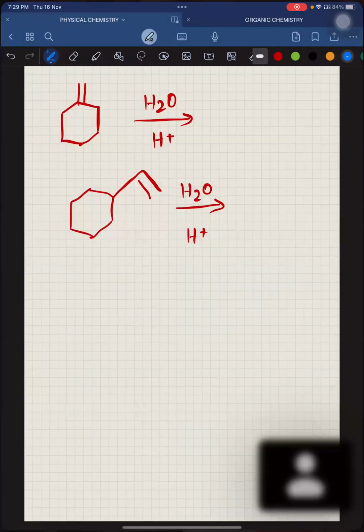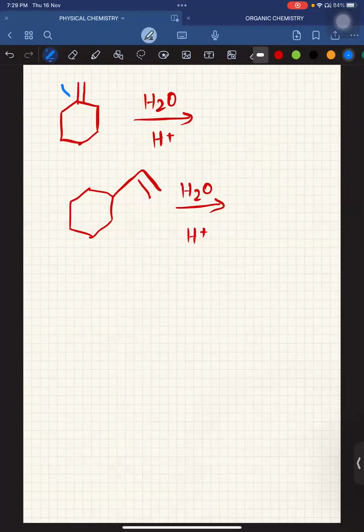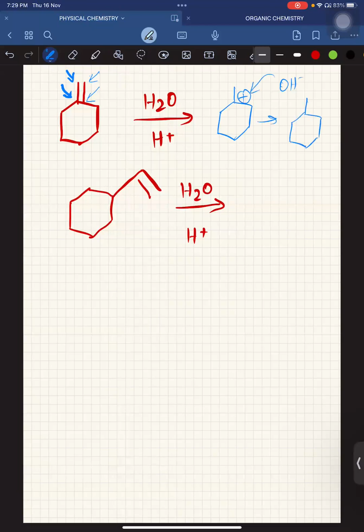See, positive carbocation can form here or can form here. It depends upon you which you are going to take. So carbocation, if it is going to form here, it will be 1 degree and this will be tertiary. So I'll prefer the one which is tertiary because tertiary carbocation is more stable. Then OH minus will come into play and it will attack here and you will be getting this as a main product.